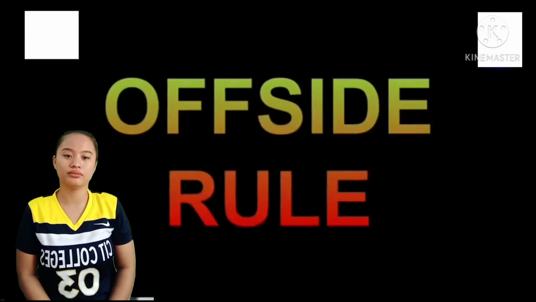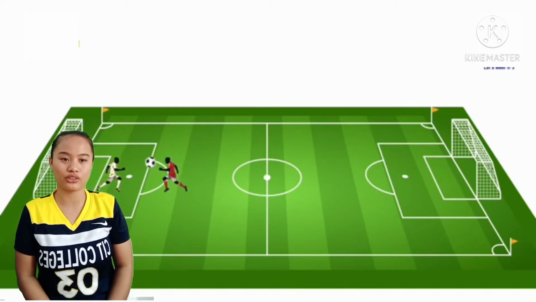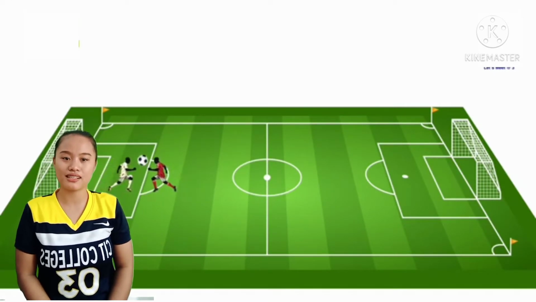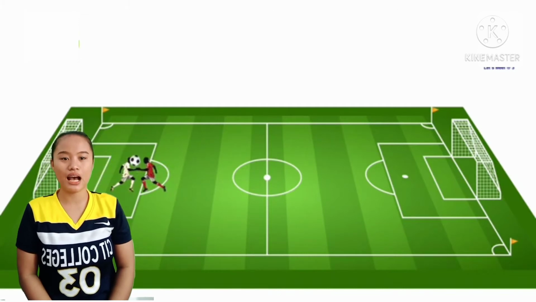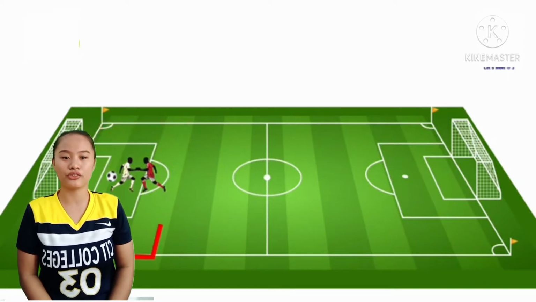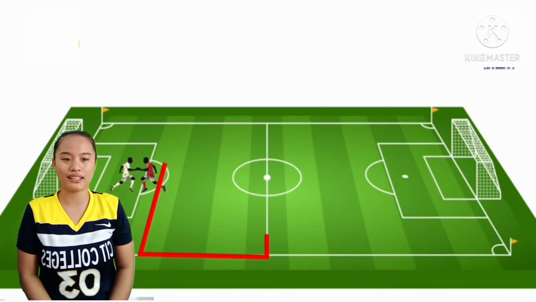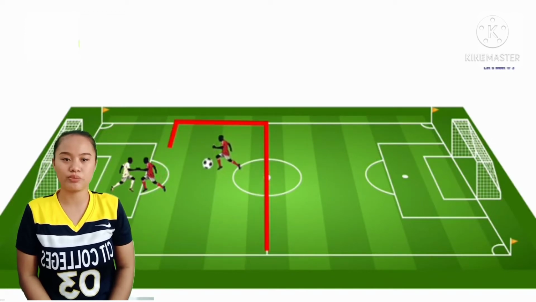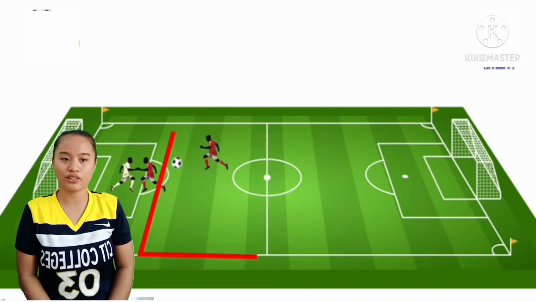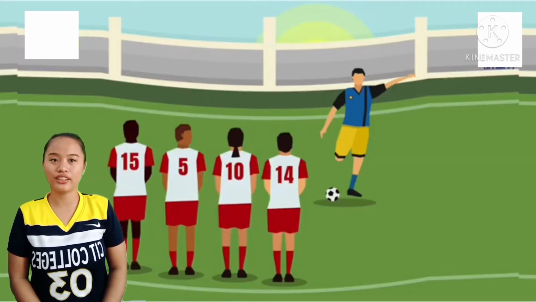Offside rule. Offside can be called when the attacking player is in front of the last defender when the pass is played through to them. The offside rule is designed to discourage players from simply hanging around the opponent's goal waiting for a pass. To be onside, they must be positioned behind the last defender when the ball is played to them. If the player is in front of the last defender, then he is deemed to be offside, and a free kick is awarded.